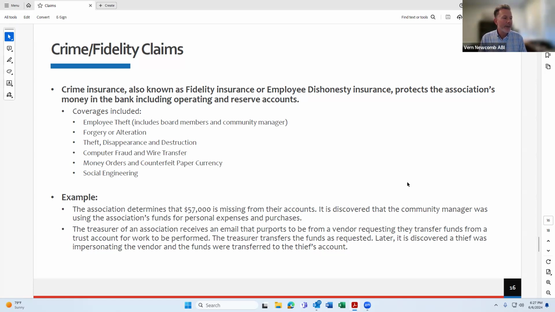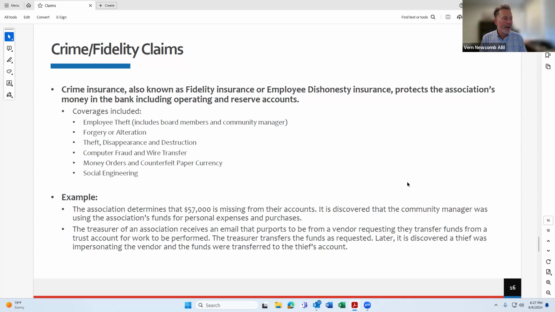The coverage includes employee theft, includes board members and community members. A good fidelity coverage has to extend to whoever manages the money. I've seen some policies where it's just employee dishonesty, that it covers the employee only of an association. Well, most associations don't have employees, and if they do, they don't cover the funds. So it's very important that the coverage does extend to board members and community managers, or a bookkeeper if you use a bookkeeper.